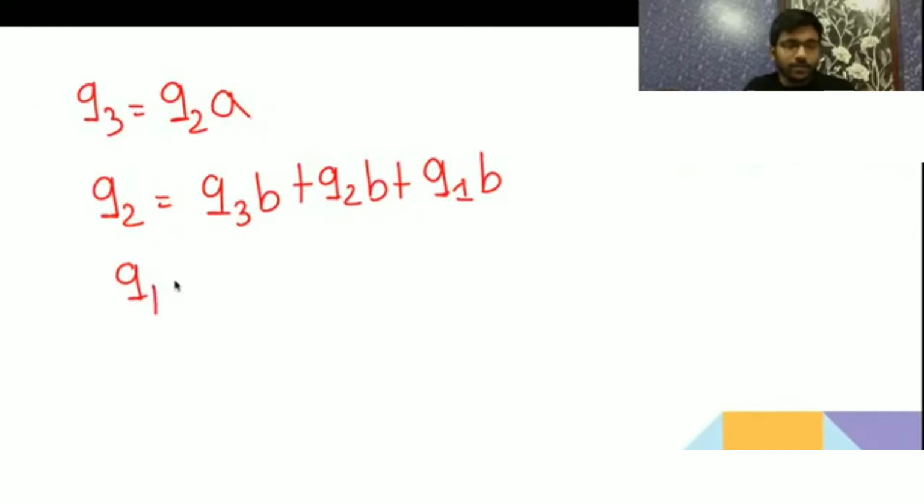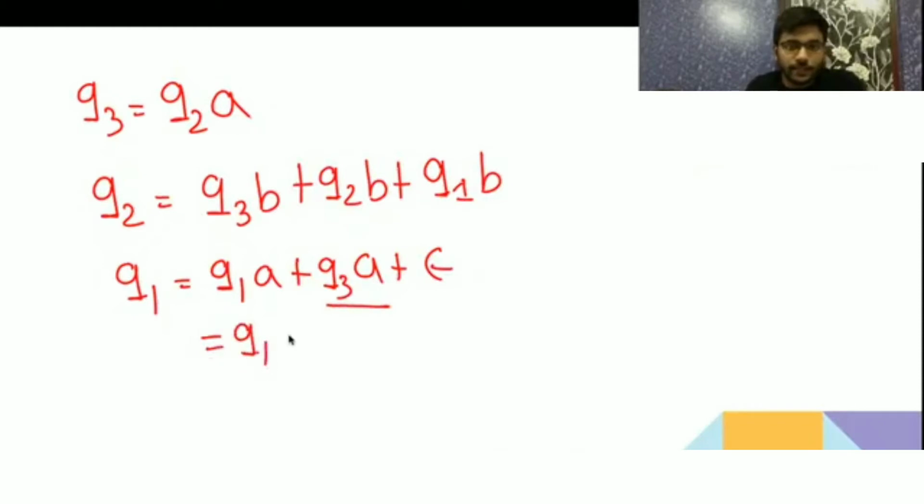So for Q1 we got Q1A plus Q3A plus epsilon, that we have got in Q1. So in place of Q3 you can write Q2A plus epsilon.